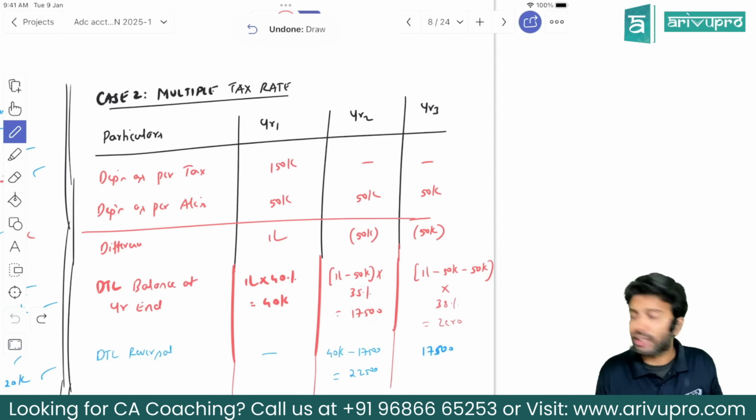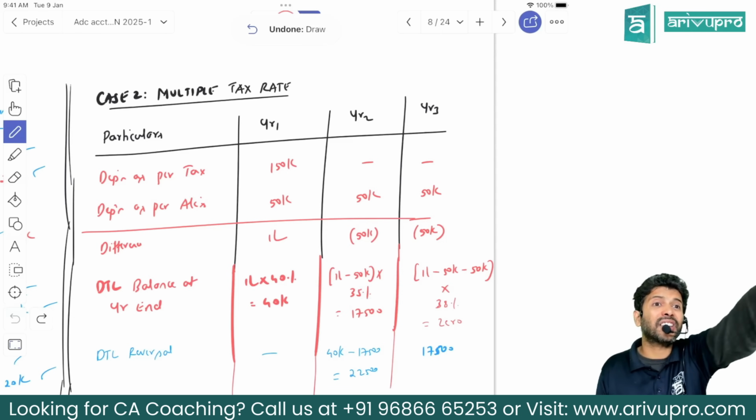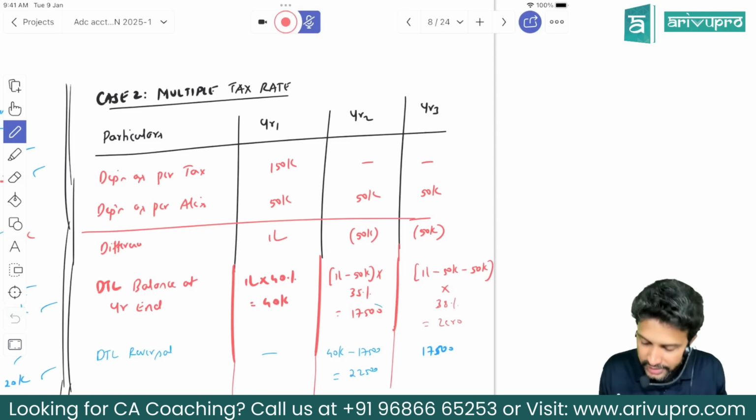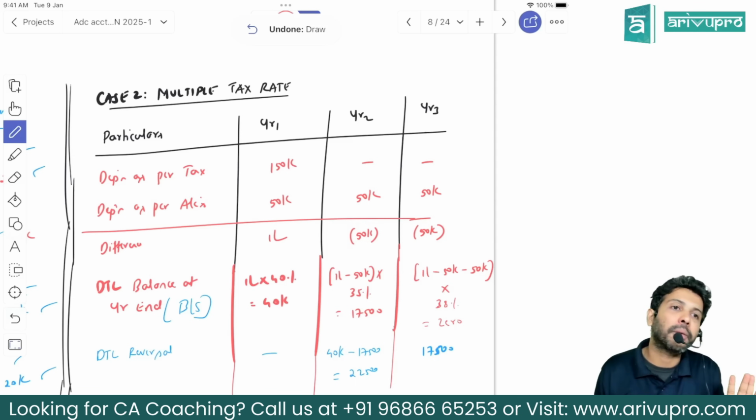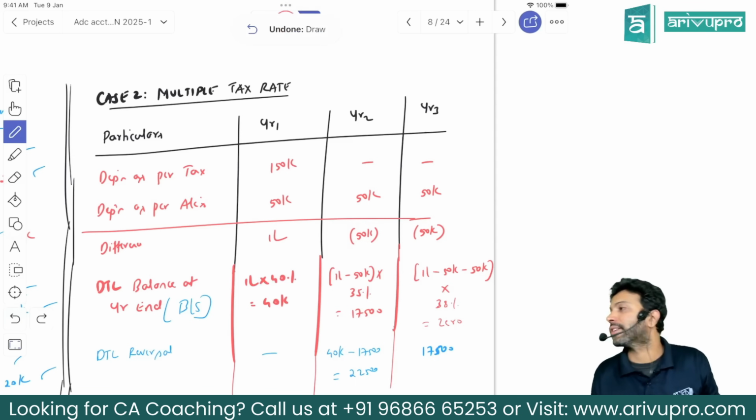17,500. What is this 17,500? That is the second year's closing balance of DTL. This 17,500 should come as DTL in where? Balance sheet. Correct.